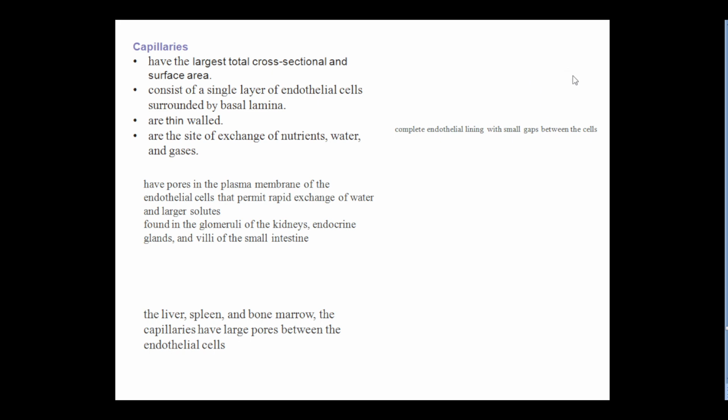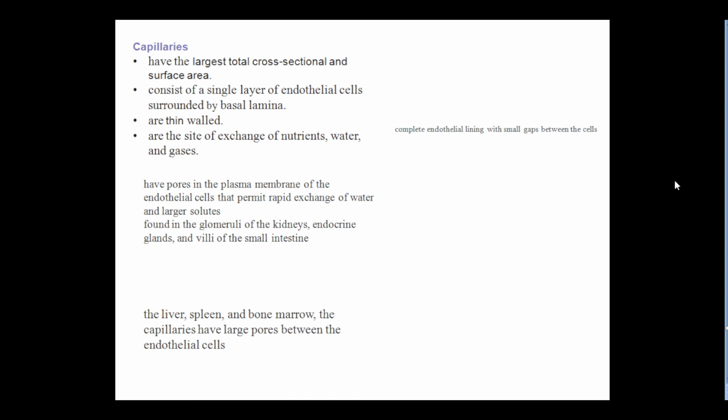It's a pity, but here you're supposed to have the pictures of different types of capillaries. I don't know why it's not visible, but anyway, I'll describe it to you. So capillaries have a single layer of endothelial cells surrounded by basal lamina. This is what you have learned in histology. They're very thin-walled vessels, and that's the site of exchange of nutrients, water, and gases. According to the functional classification, capillaries belong to exchange vessels.